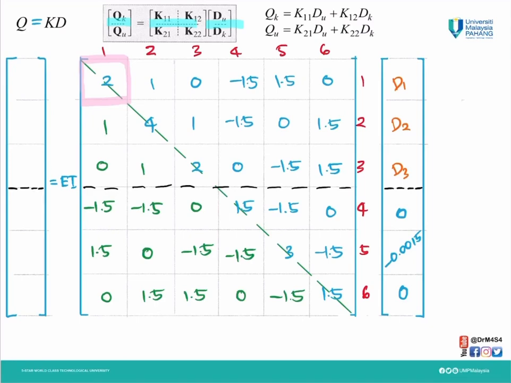You can use this way. You have 1, 2, and 3, 1, 2, and 3. So this is a dotted line. So you know where K11 is, you know where K12 is, you know where K21 is, and also K22.